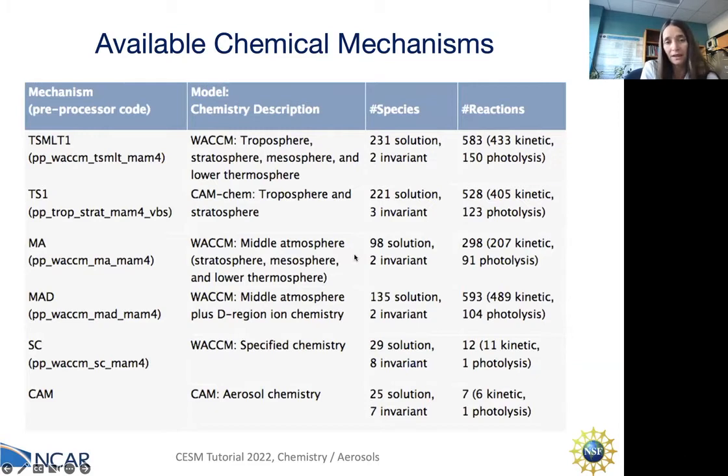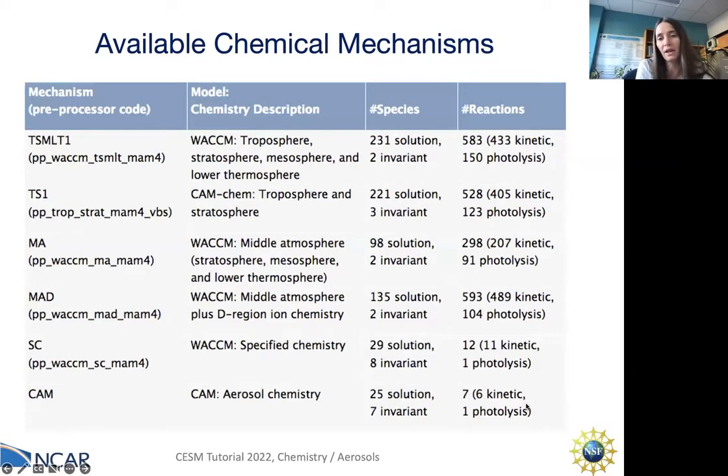thermosphere. And so then we already talked about the middle atmosphere version, and Mike didn't mention the MAD, the middle atmosphere plus D region ion chemistry, and he can tell you about that more if you have questions. But then there is the specified chemistry of WACCM, basically SC-WACCM, which is a specified chemistry, CAM-chem, or just standard CAM. And as you can see, this has way fewer species. This has way fewer reactions.